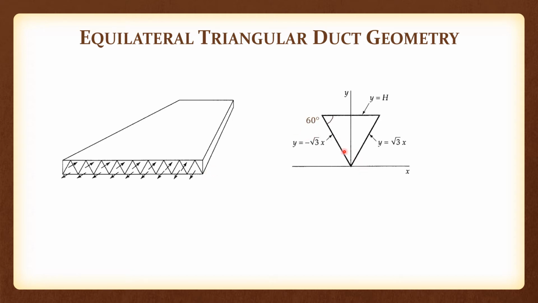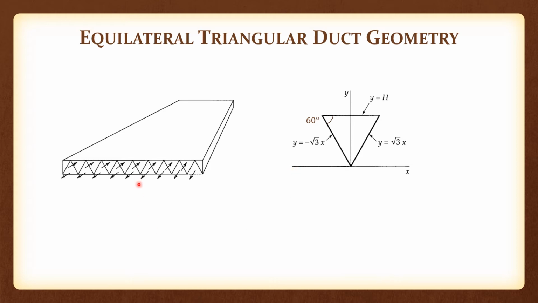So since this is an equilateral triangle, the angles inside are 60 degrees, 60 degrees and 60 degrees, and sin 60 is root 3 by 2, which is y by L, and cos 60 is a half, which is x by L, and therefore y is root 3 times x. Alright, and that's why this is root 3 times x and this is minus root 3 times x, because x is negative on this side.